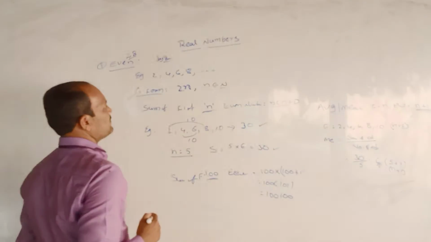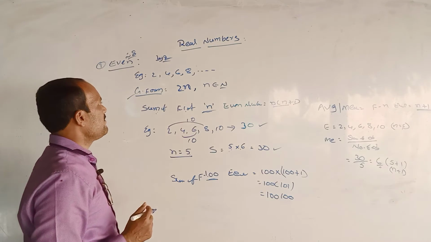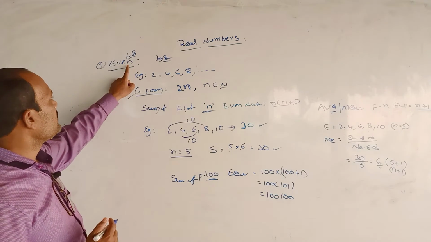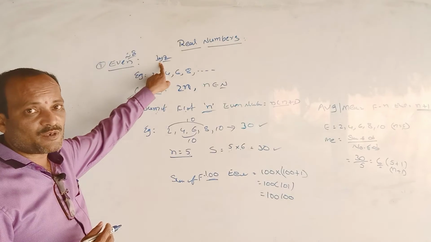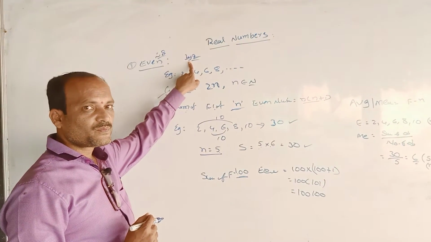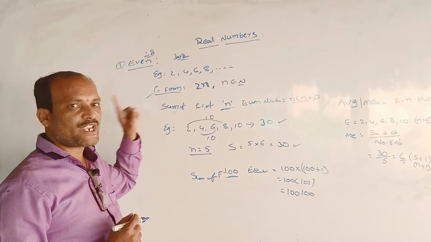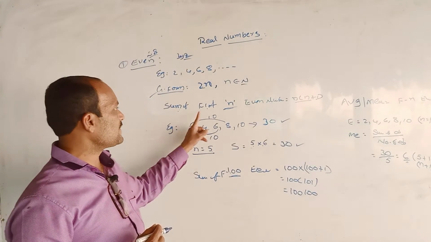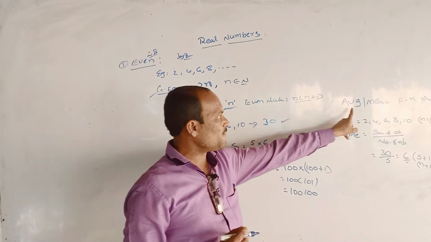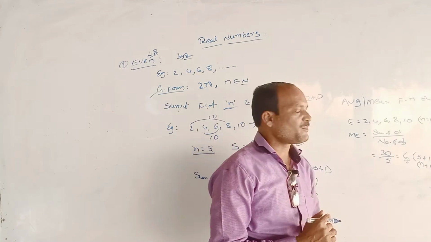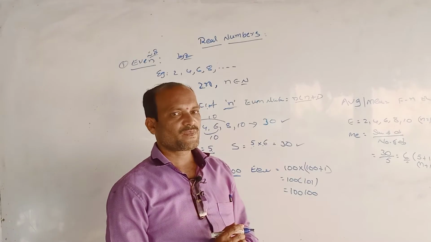This is about the even numbers. An even number means a number which is exactly divisible by 2. The general form is 2n. The sum of the first n even numbers is n into (n plus 1). The average of the first n even numbers is n plus 1 only.